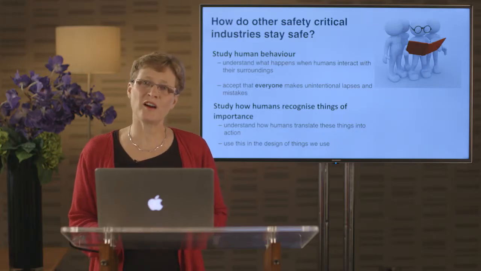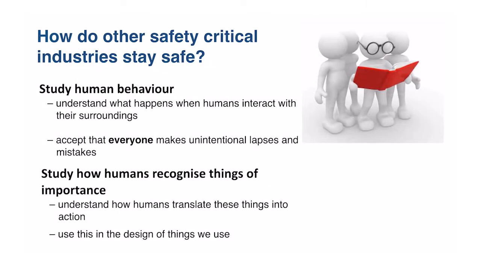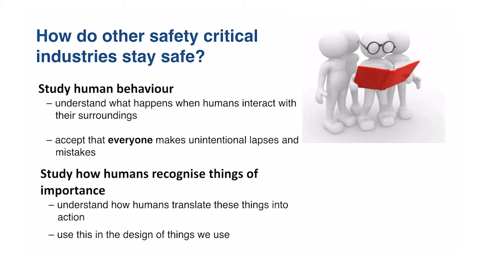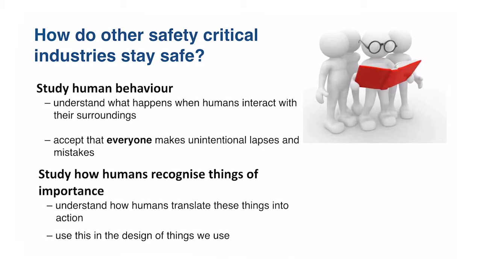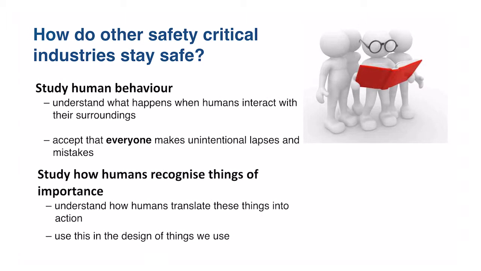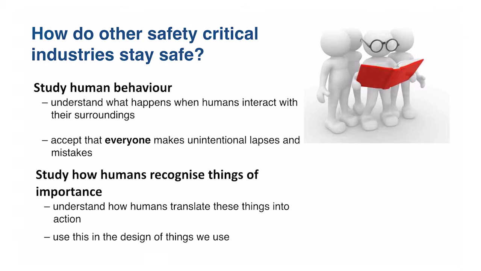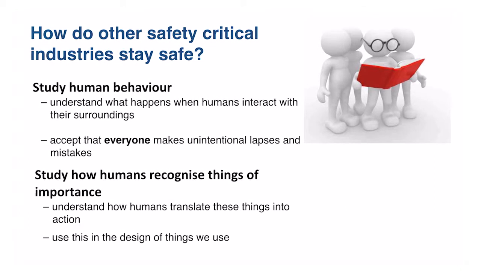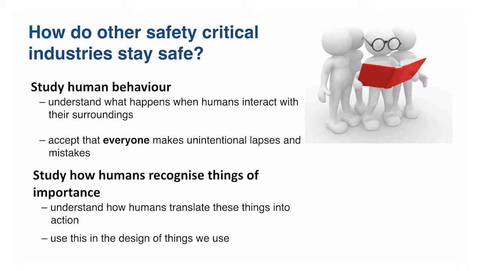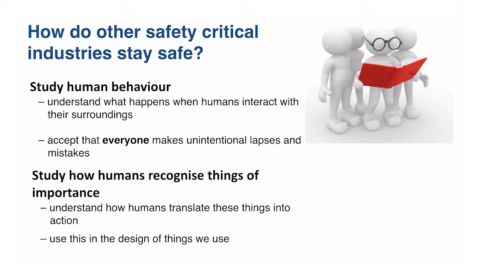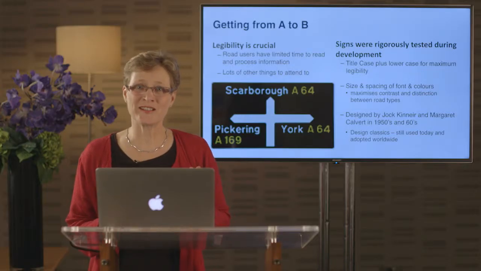So how do people who work in other safety critical industries manage to deal with these problems? Well, there are two things that they do. First of all, they study human behaviour. They understand what happens when humans interact with their environment and their surroundings. And they accept that everyone makes unintentional lapses and mistakes. They also study how humans recognise things of importance. They understand how we translate these signs around us to tell us what to do and what next action is appropriate. And we use that knowledge to design and make things easier to do the right thing when we're working in these pressured environments. If you're not convinced, take a look at this example.